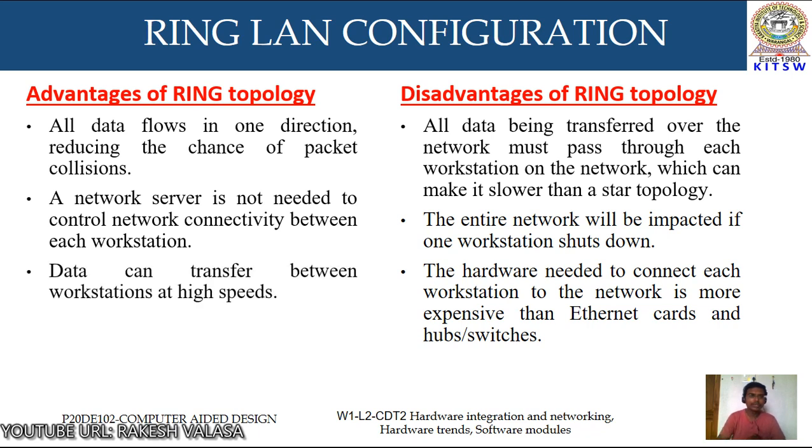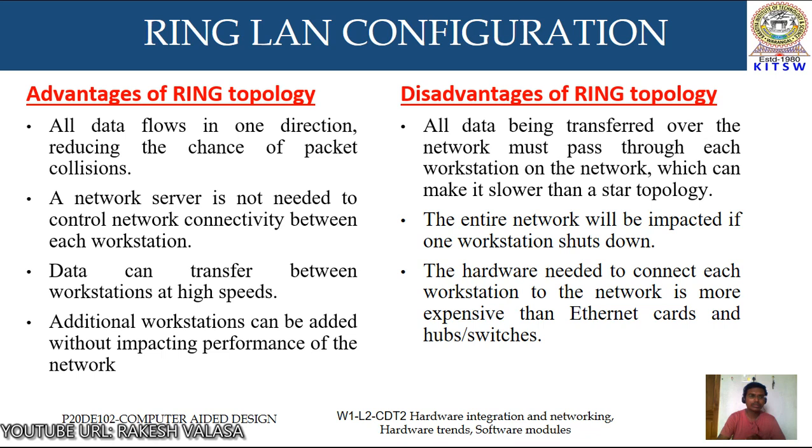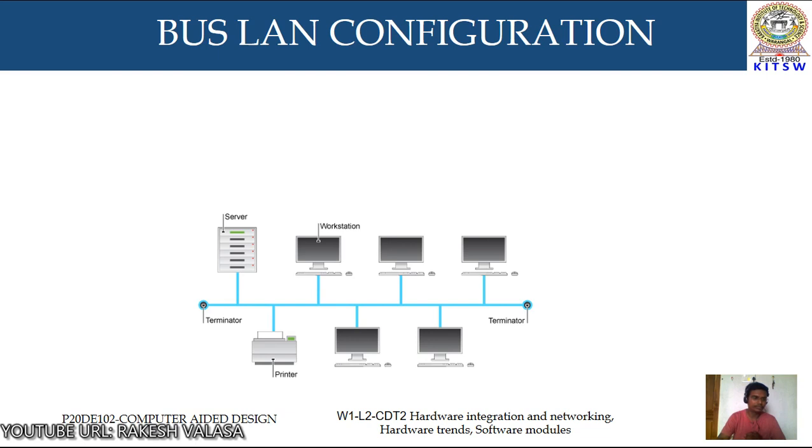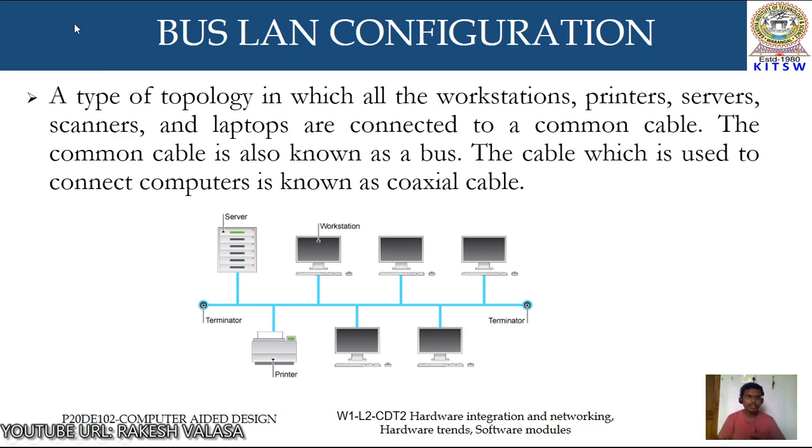The last one is bus LAN configuration. You can see the figure. This indicates the bus LAN configuration. It is a type of topology in which all the workstations, printers, servers, scanners, and laptops are connected to a common cable. The common cable is also known as a bus. The cable which is used to connect computers is known as coaxial cable.